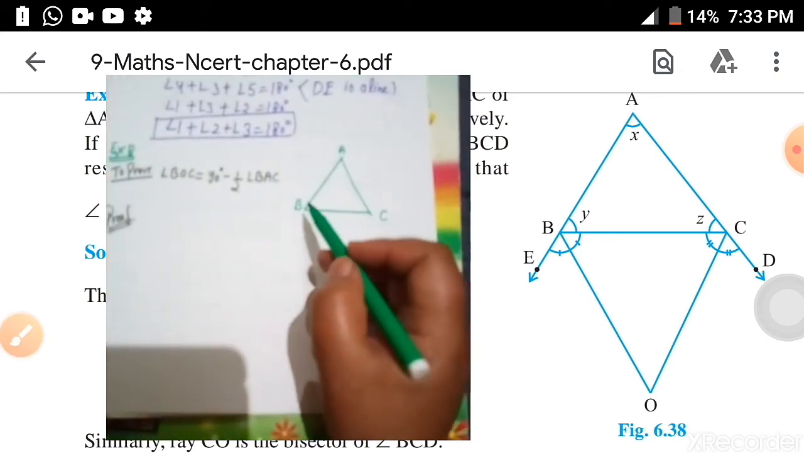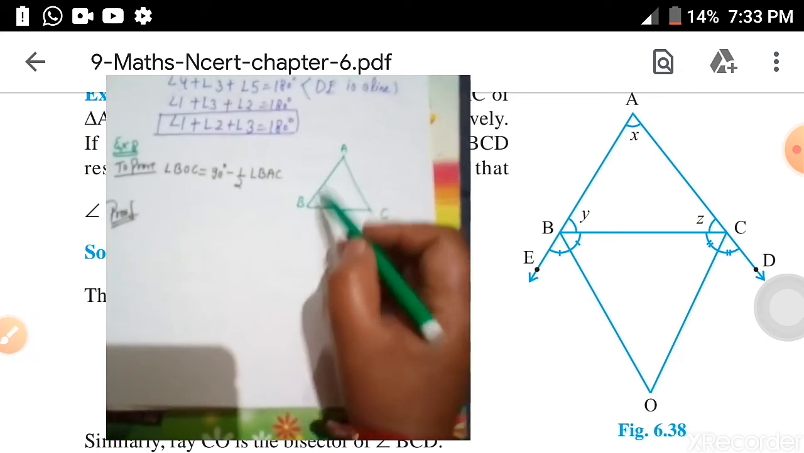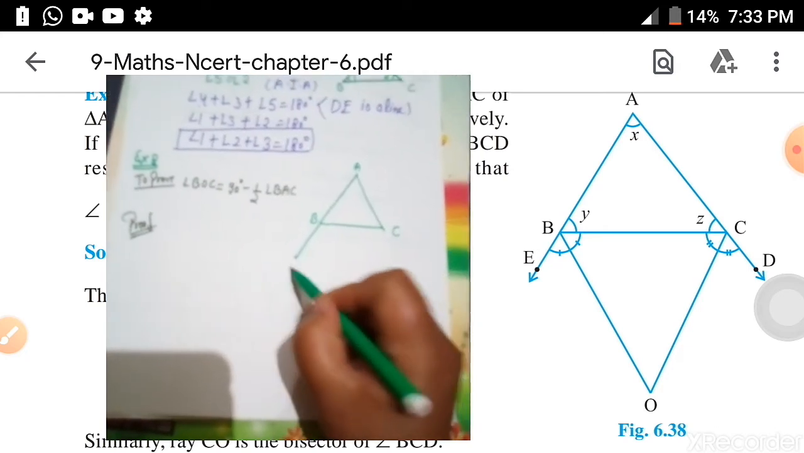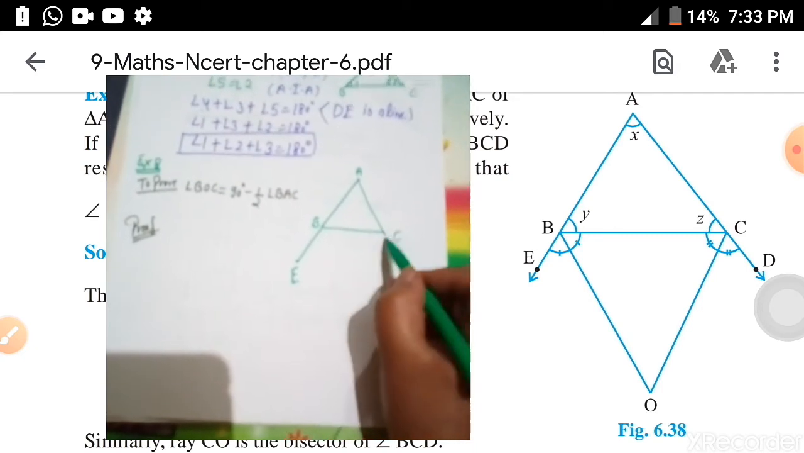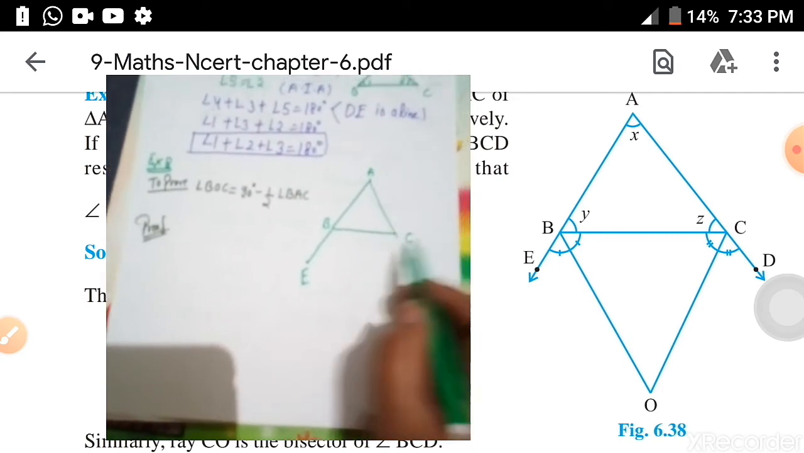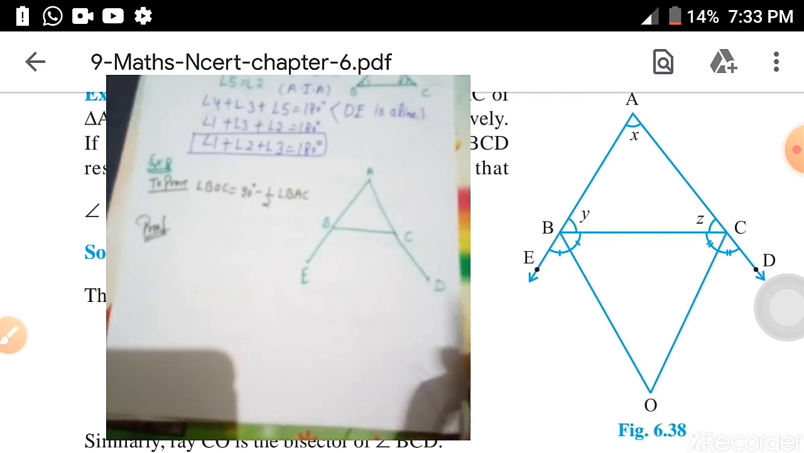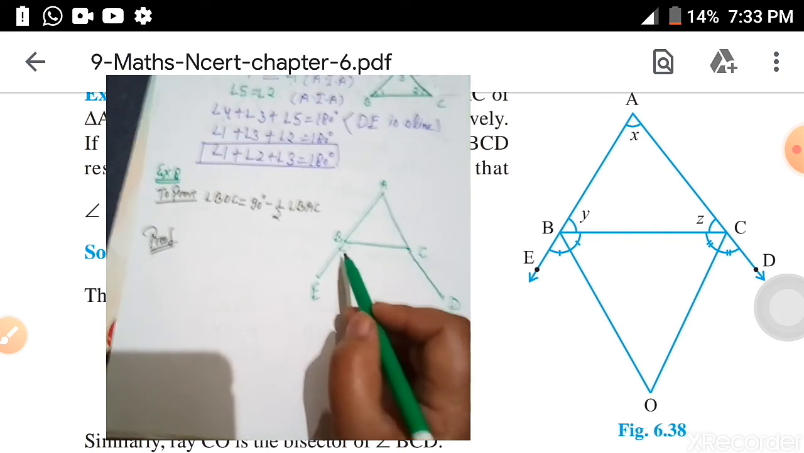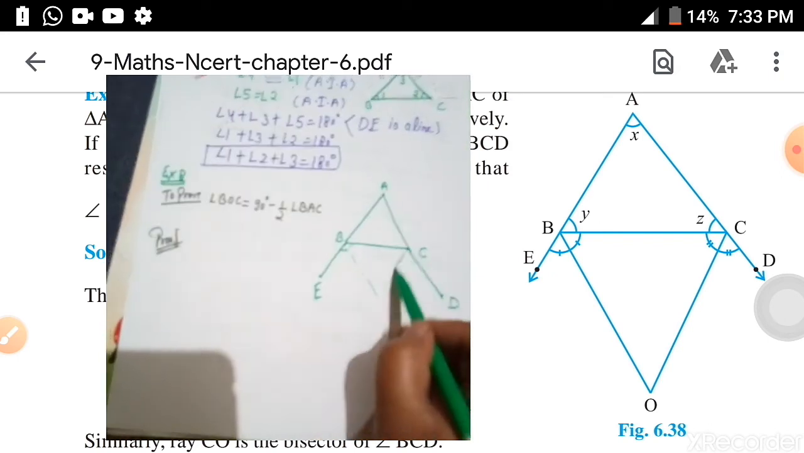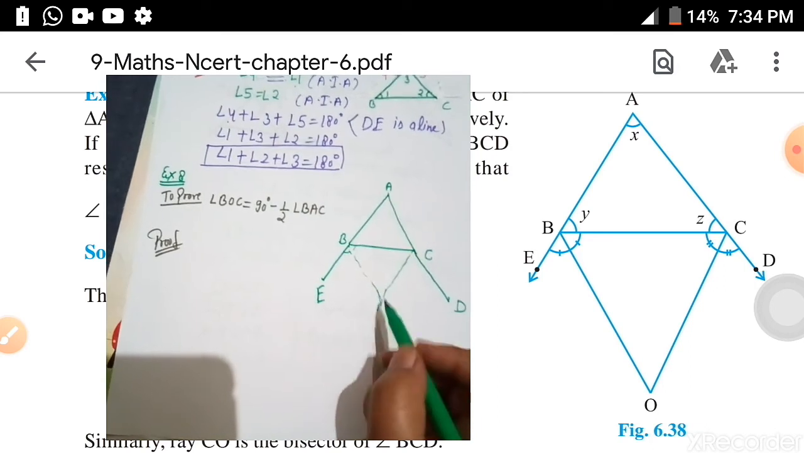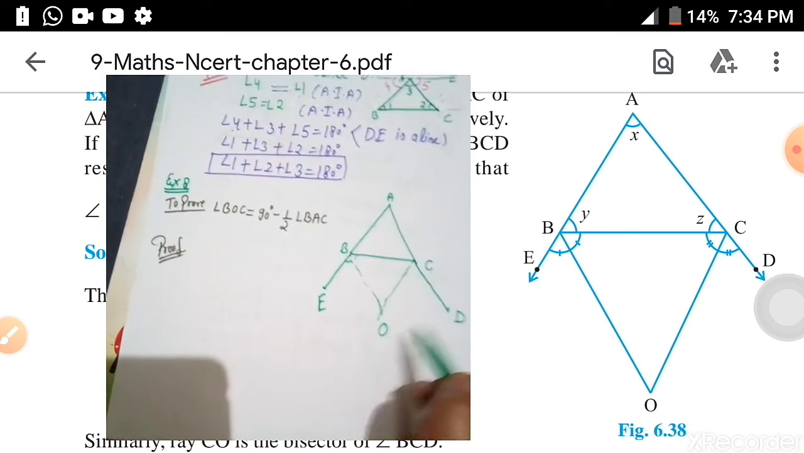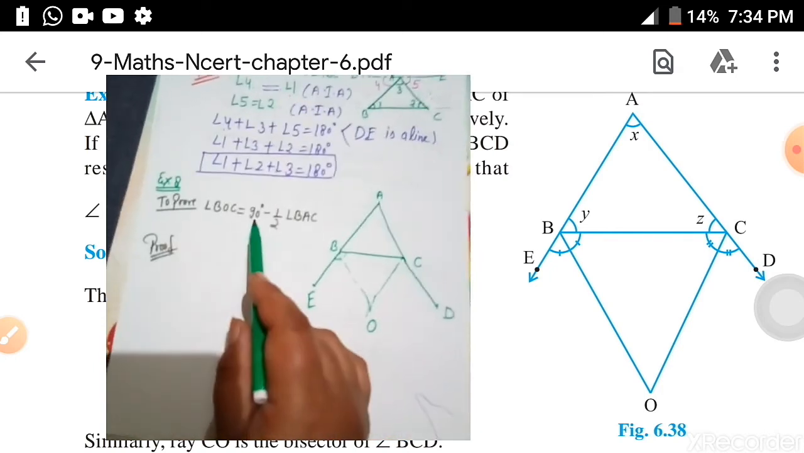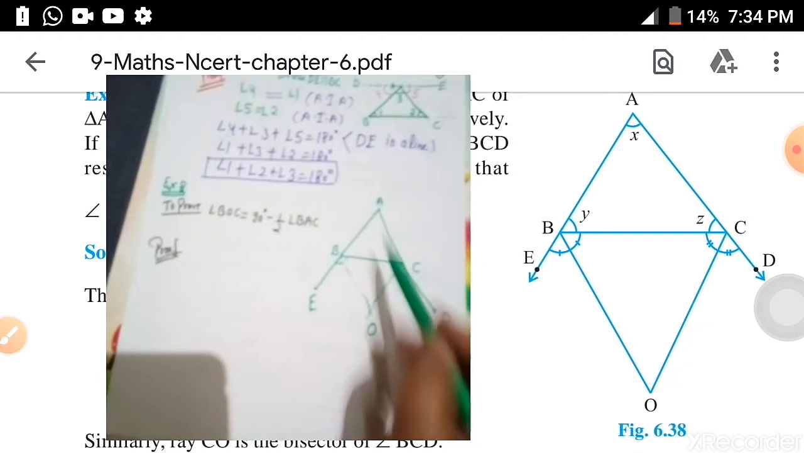Just see that in this question we are extending the AB line till E. You can see it side by side in the figure also. Till E we have extended it, and similarly we are extending the AC line up to D. Now we bisect these angles. This bisecting line and the angle bisector of the other line are meeting at the point O. Now we have to prove that angle BOC is equal to 90 minus half of this angle.